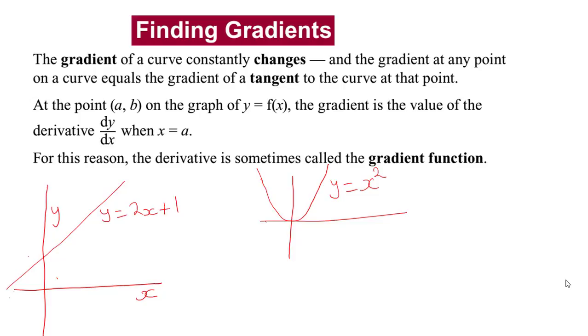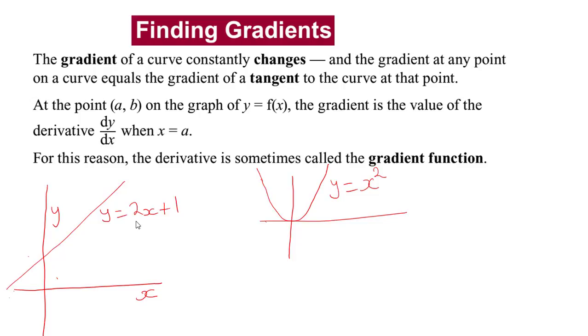Remember, I've told you in previous videos that when you're trying to find the gradient of a line, you're basically differentiating the equation of that line or the function. Okay. So in this first case here, I've got a straight line which is given by y equals 2x plus 1, and this being the x-axis and that being the y-axis.